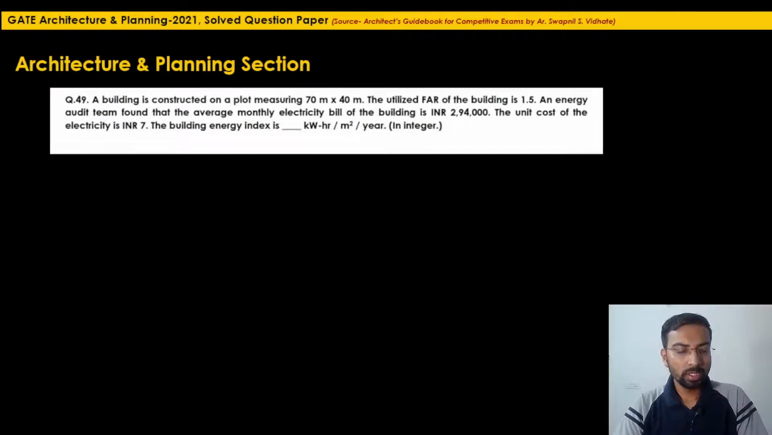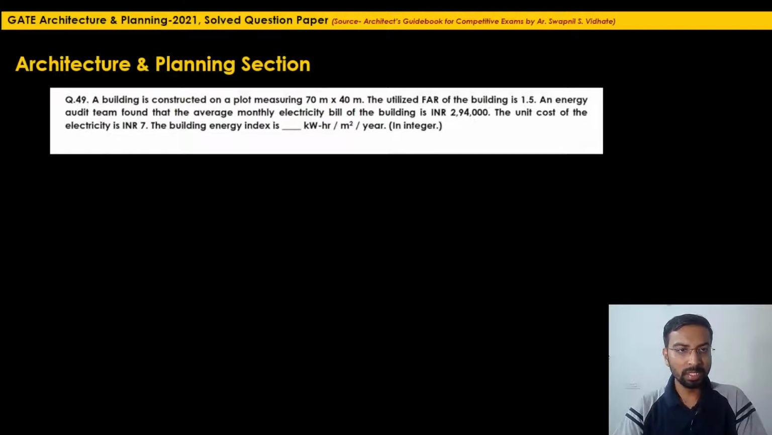Okay, next question is question 49. A building is constructed on a plot measuring 70 meter by 40 meter. The utilized FAR of the building is 1.5. An energy audit team found that the average monthly electricity bill of the building is rupees 2,94,000. The unit cost of the electricity is rupees 7. The building energy index is dash kilowatt hour per meter square per year.